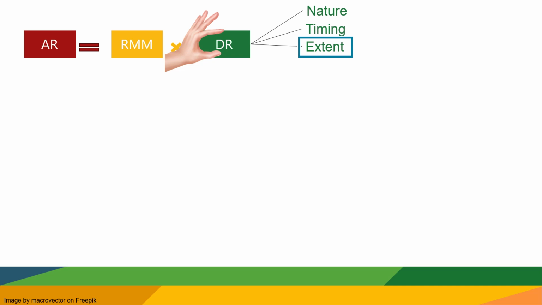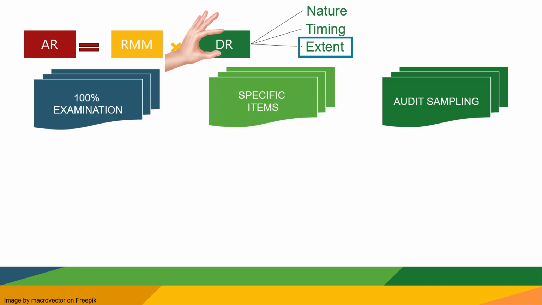Now, for most of us, we might think that audit sampling is the only way to go, but actually, that is not true. In fact, the auditor may choose from performing either a 100% examination, specific items, audit sampling, or a combination of all three. That being said, yes, you have read it right. It is possible for the auditor to test everything. It's possible for the auditor to test every single item in the population.